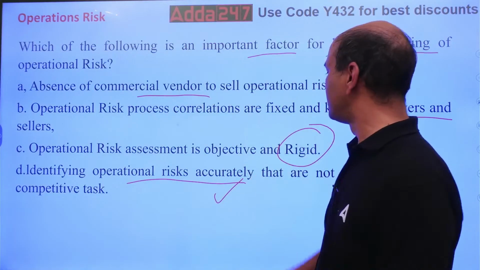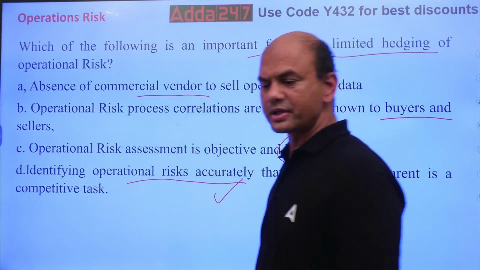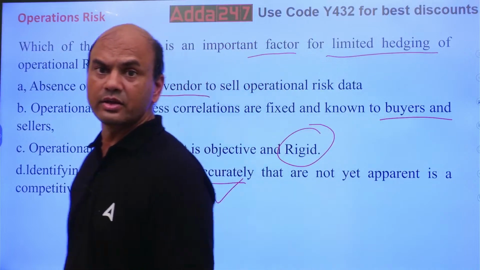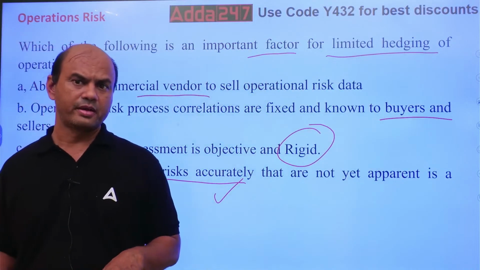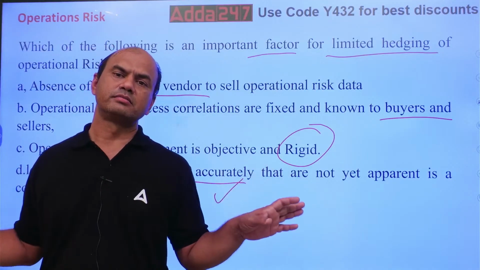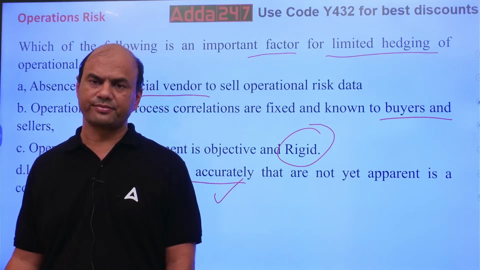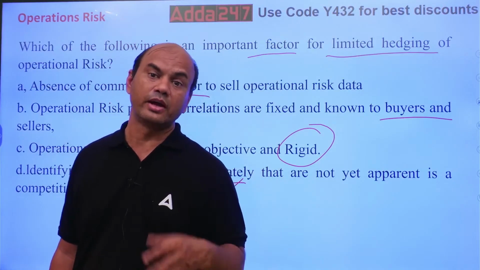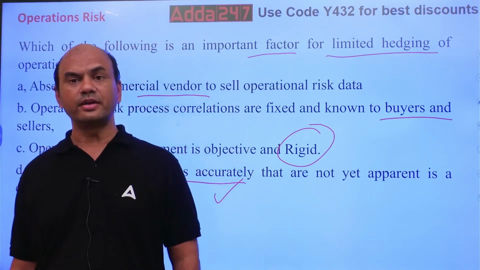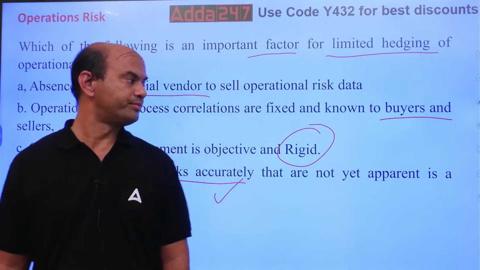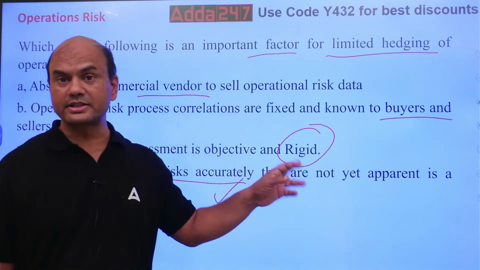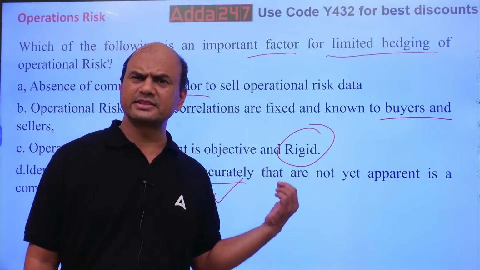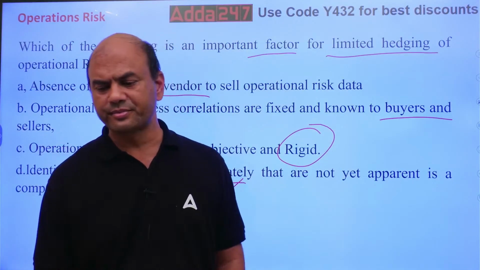Operations risk assessment is objective and rigid. Objective I understood. What about rigid? You don't change it. Rigid means once done is done, no changes. You can't have any rigidness in anything in life. You have to keep on changing. So, operations risk, rigid, not allowed. So, the answer is this only, isn't it?